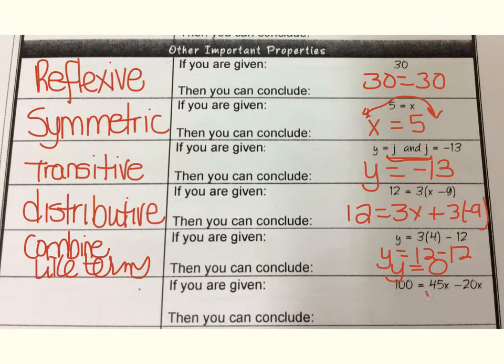Here, same thing. We have 45x minus 20x. So 100 is equal to 25x. And if we divide both sides by 25, we get x is equal to 4. So not only did we combine like terms, but we also did the division property.